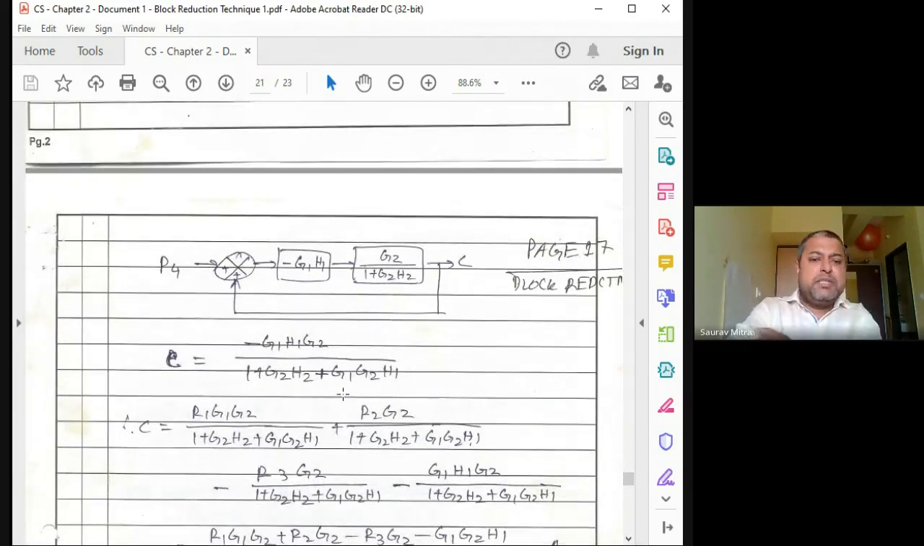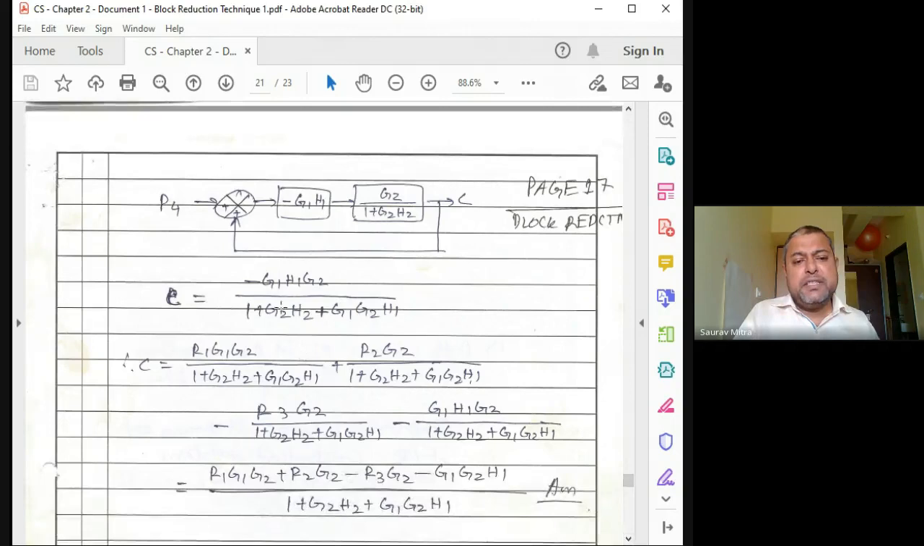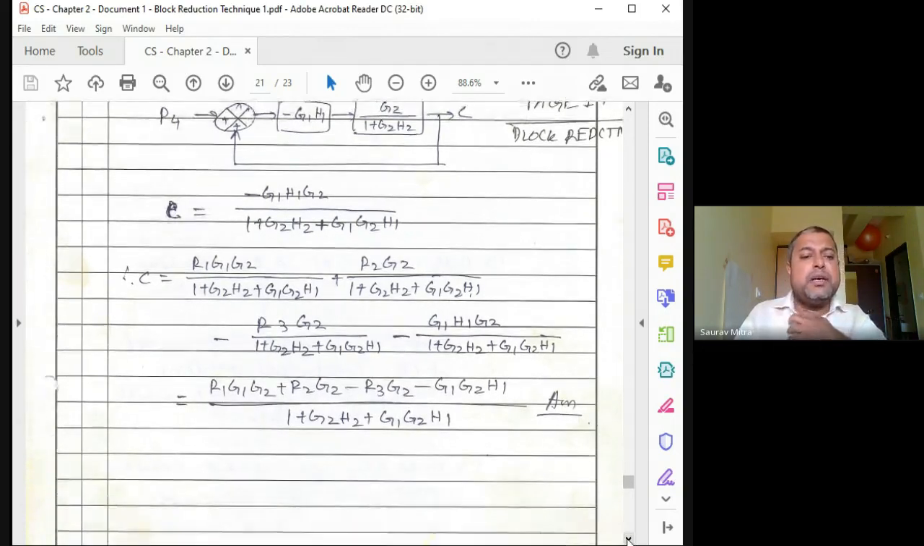So it should come accordingly. Just check, and there is a minus sign. The calculation is not difficult, you can find it out. Now the final C: C is equal to C into R1 into the transfer function in the first case, that is C by R1. This is the second case with R2, this is the third case with R3, and this is the fourth case with R4. There might be some mistakes of symbols and signs, you can correct it.